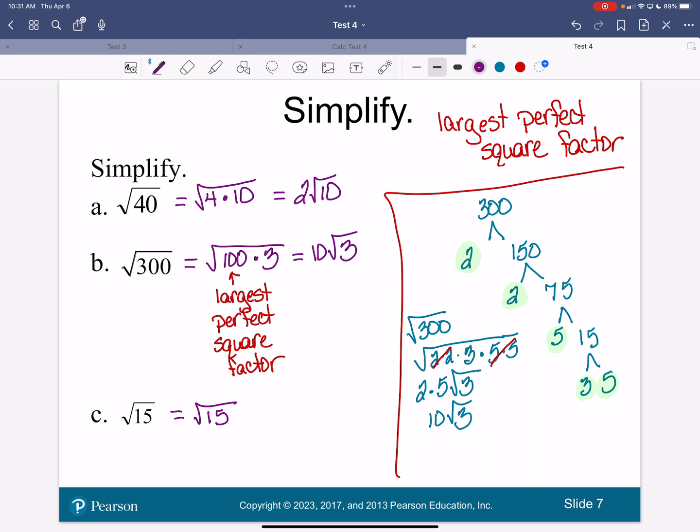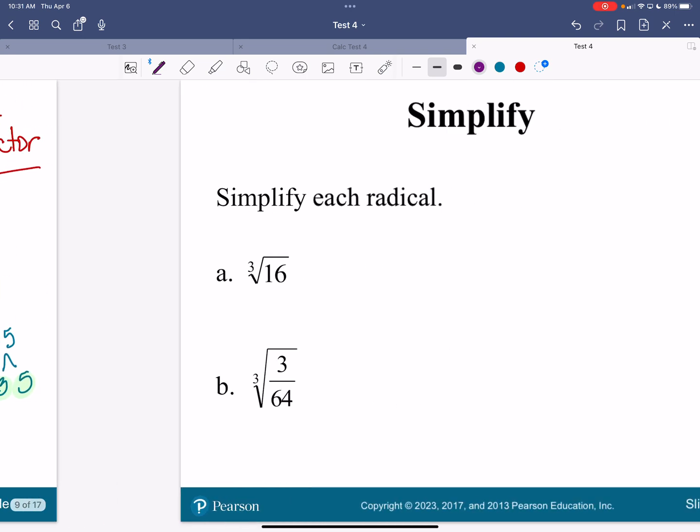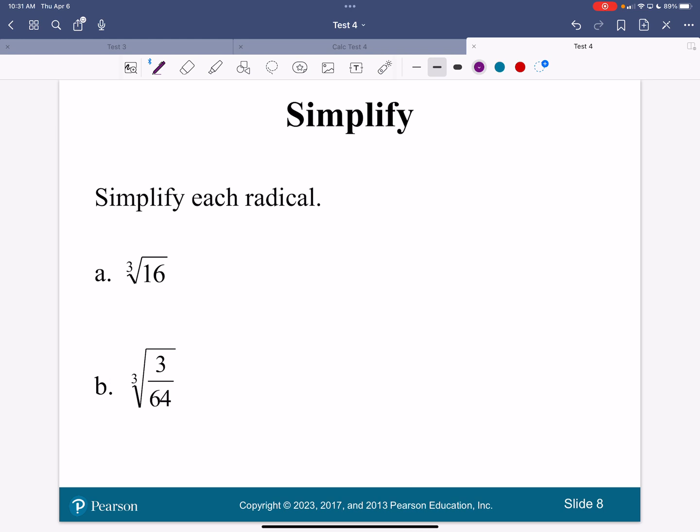Can I go to the next one? Now we're doing cube roots. When I'm doing a cube root, how many of the number do I need in a set? 3. I need a set of 3. We do not know our perfect cube factors as well as we know our perfect square factors. So once we're doing cube root, 4th root, 5th root, I would encourage you to do prime factorization.